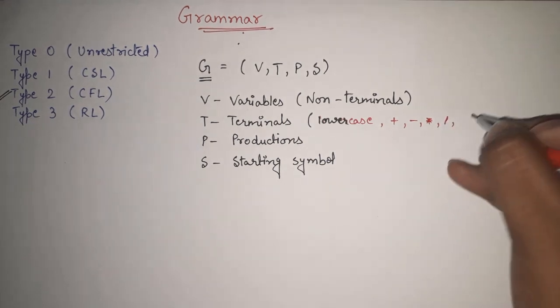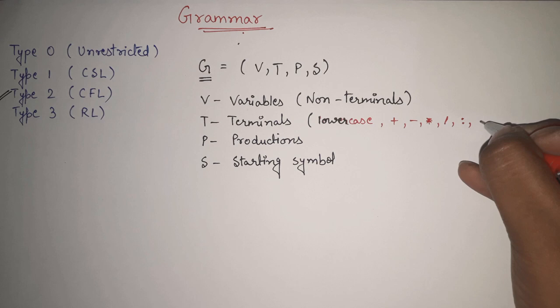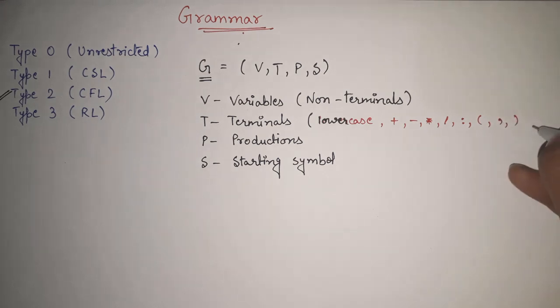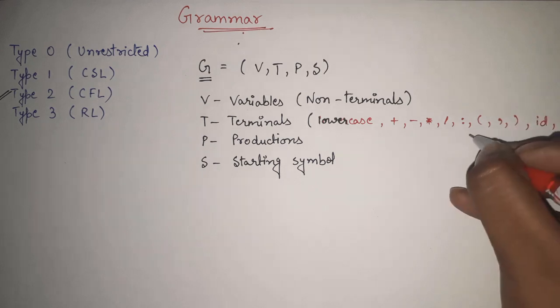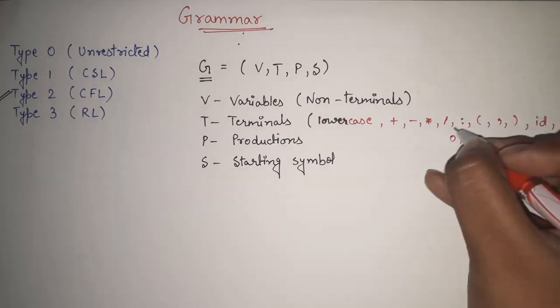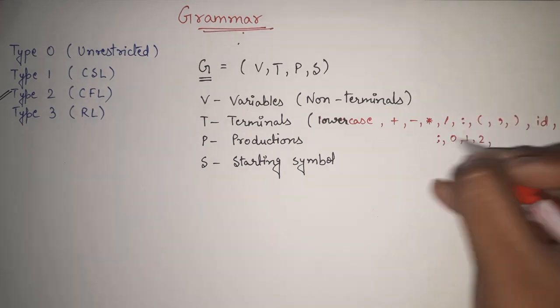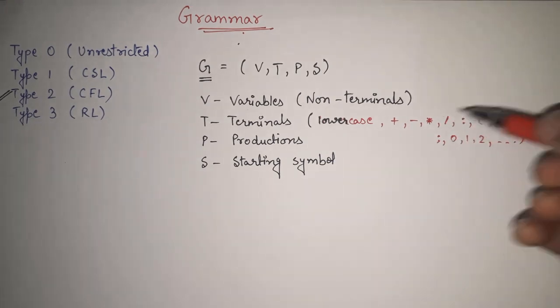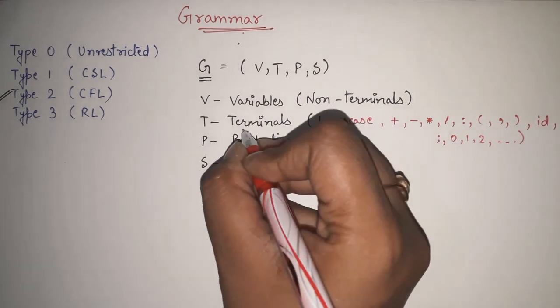or any punctuation mark like colon, semicolon, parenthesis, comma, close parenthesis, any two-letter word like ID, TO, IF, or any digits like 0, 1, 2, or any such special symbol. If you are able to see any of these, you can directly say that they will be included inside these terminals.